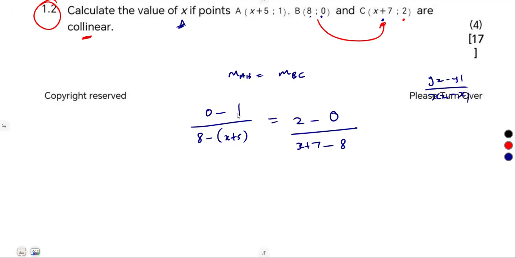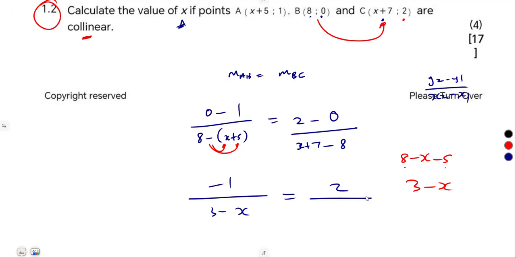Solve for x. 0 minus 1, that's -1 over. There we're going to simply expand the bracket. Minus times x, minus x times negative 5, negative 5. So 8 minus 5, that's 3 minus x. So we're going to have 3 minus x, which is equal to what?